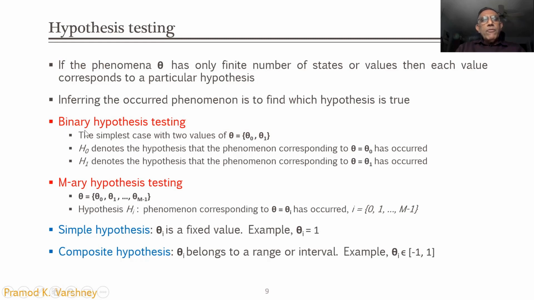Now, we don't have to have a binary problem. We could have an M-ary problem. So there could be M possibilities. And in this case, the hypotheses would be denoted as H sub 0 to H sub M minus 1. There are, broadly speaking, two types of hypotheses. Simple hypothesis, in which theta sub i is a fixed value. Composite hypothesis, where theta sub i belongs to a range or interval, things like that. In this example, it shows that theta sub i is between -1 and 1, for example.